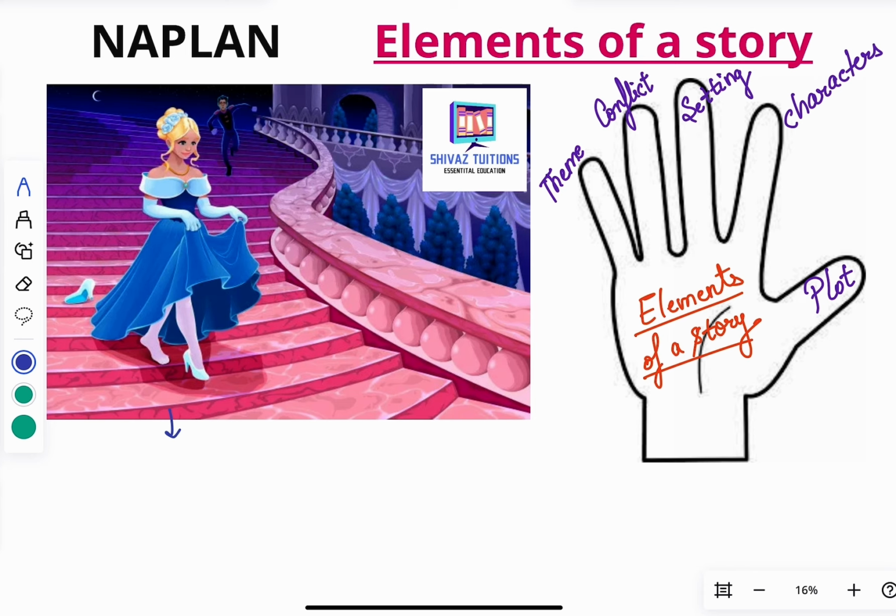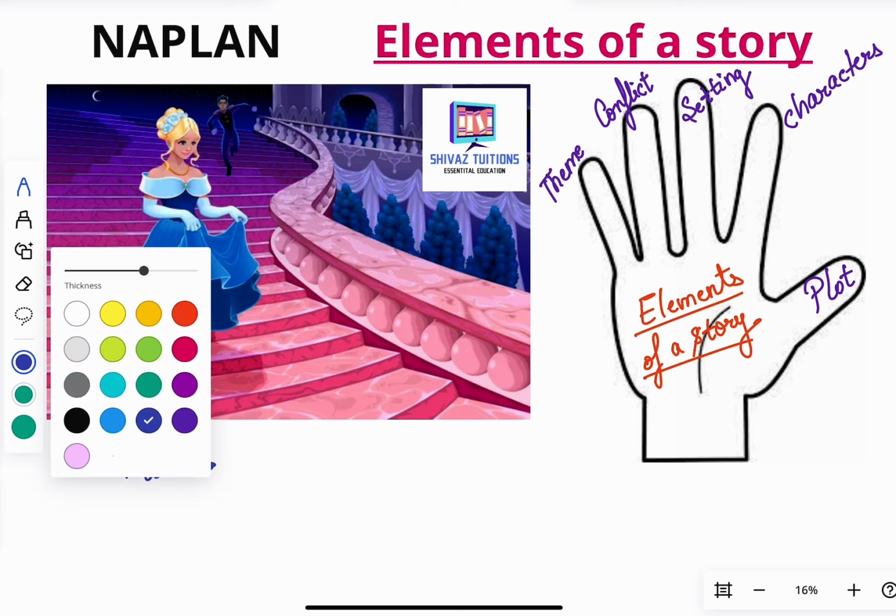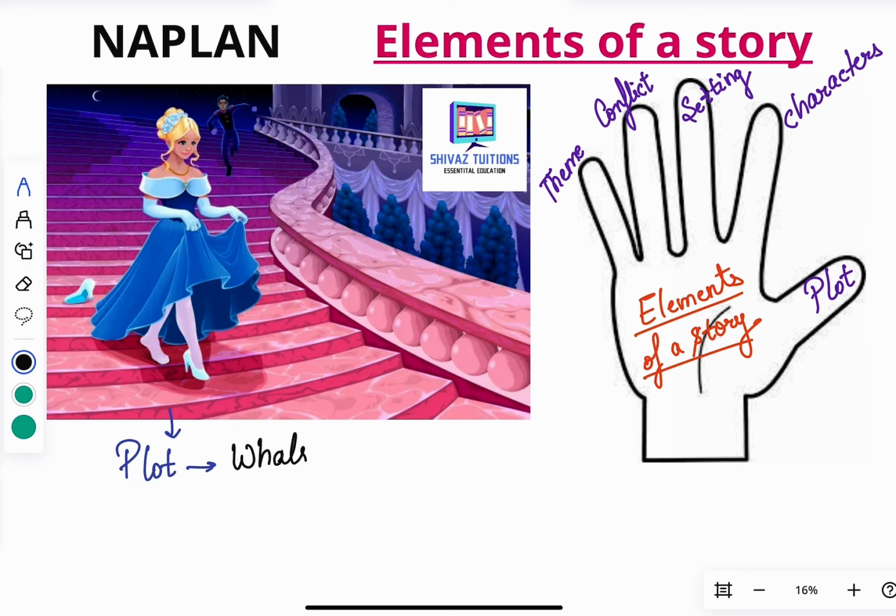So when I'm talking about Cinderella, what is the plot? I can say the plot of Cinderella's story would be a young woman who is mistreated by the stepmother. She attends a royal ball with the help of the fairy godmother, okay, and then eventually she loses her glass slipper that she was wearing, and eventually marries the prince, okay. So the plot is like the short summary of what's happening in my story. Simple. The next come the characters.